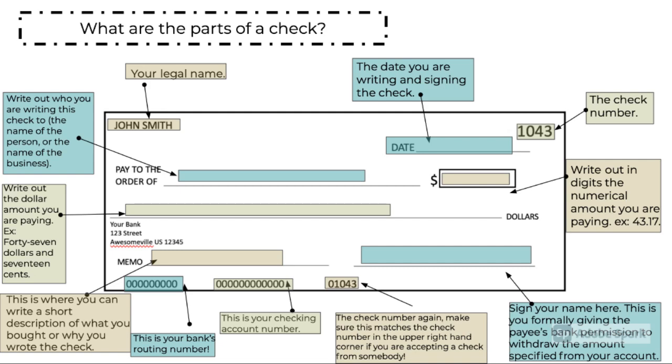To the left of that, we have the check number again. Make sure this matches the check number in the upper right-hand corner if you are accepting a check from somebody. If it doesn't, there's a good chance that somebody's trying to give you a fake check. To the left of that, we have your checking account number. To the left of that, we have your bank's routing number. Above that, we have where you can write a short description of what you bought or why you wrote this check. And finally, above that, we have where you're going to write out the dollar amount that you are paying.